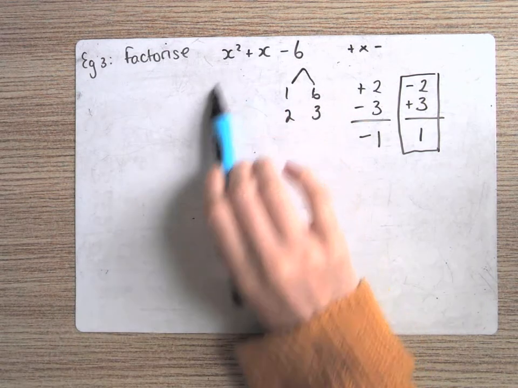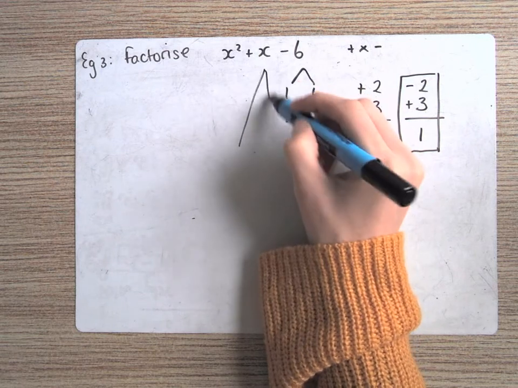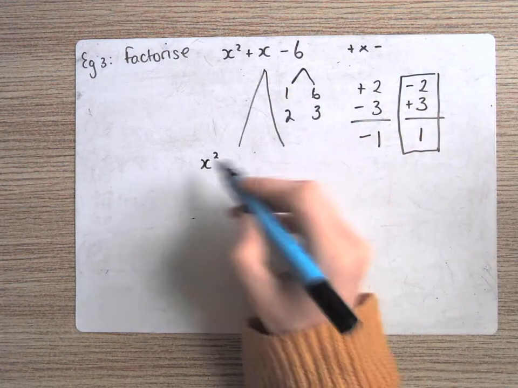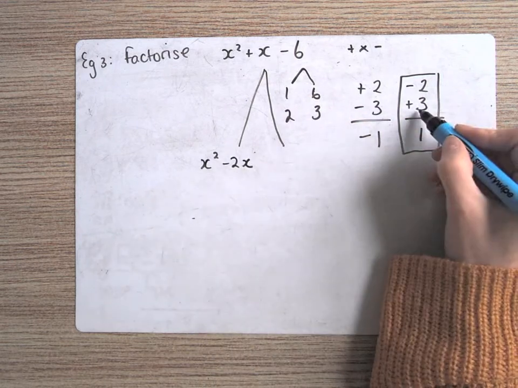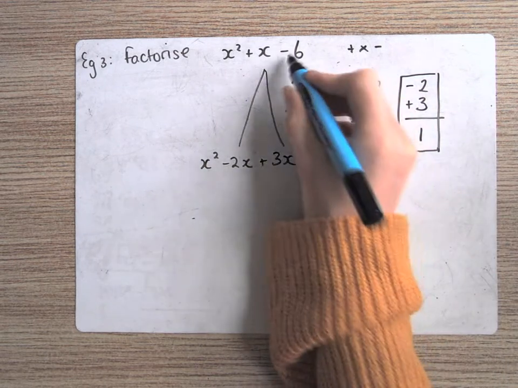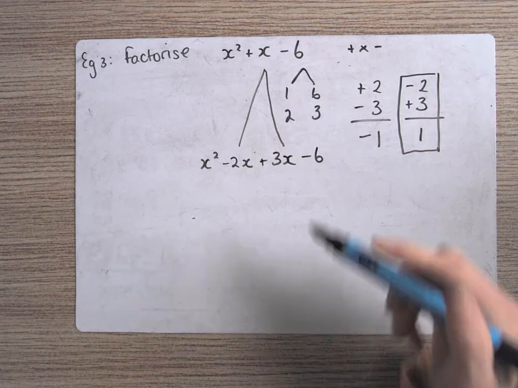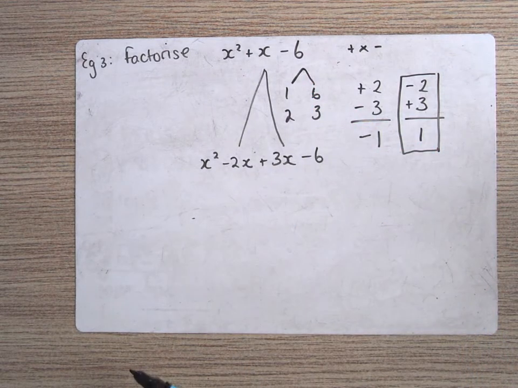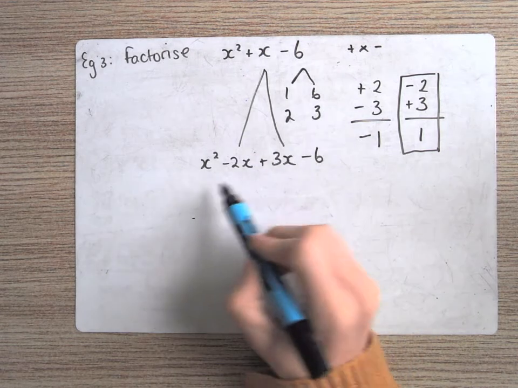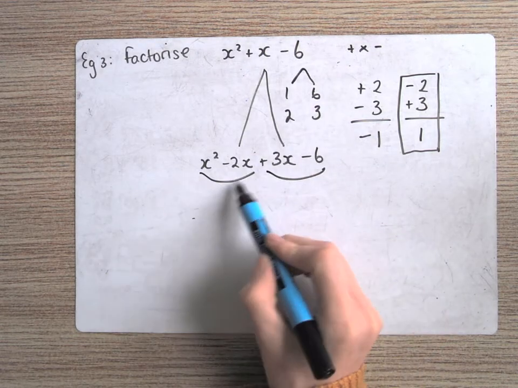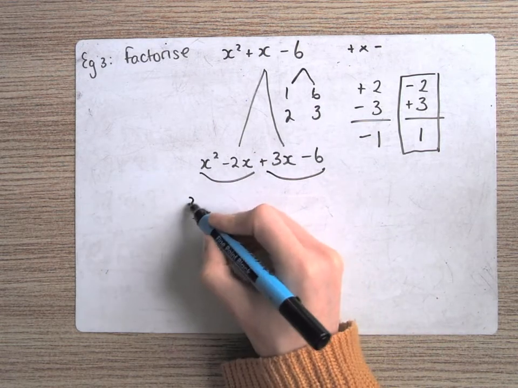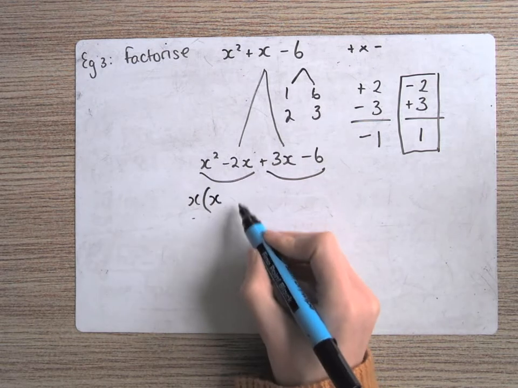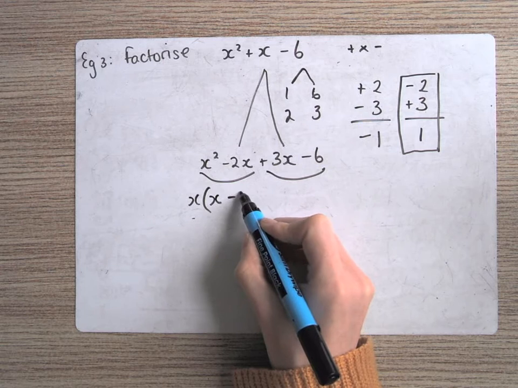So write it out again. X squared minus 2x plus 3x minus 6. You're just replacing that plus 1x with 3x take 2x. Okay, and let's start grouping. What's common to these two? X. And what am I left with? X by x gives you x squared. X by minus 2. Very good.